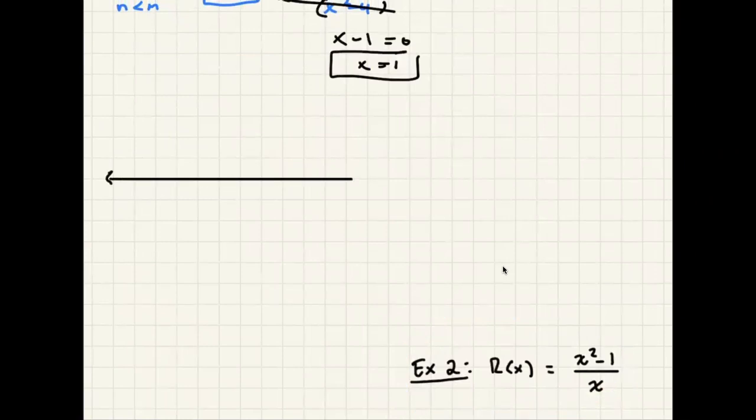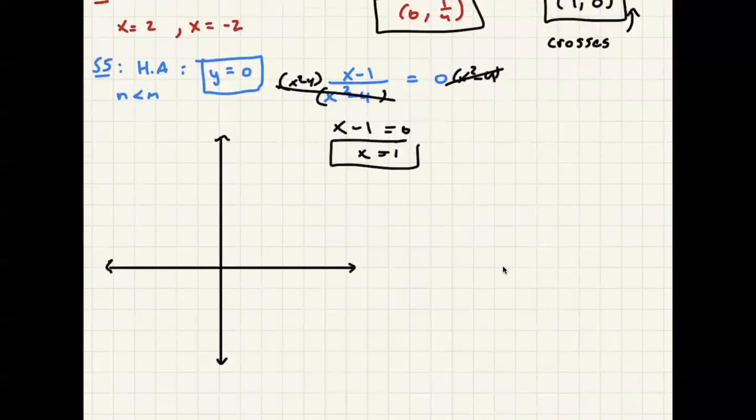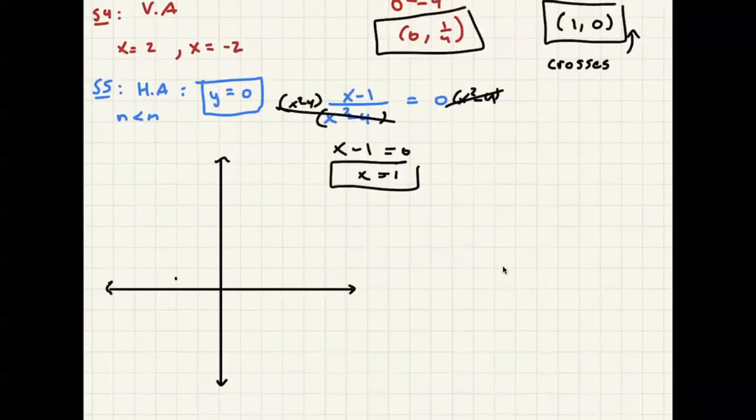Let's start out with all the information we do have. We have our x and y axis. Ta-da. We have our vertical asymptotes at x equals 2 and x equals -2. So at -2 we have our vertical asymptote like this, and at +2 we also have our vertical asymptote. And we have a horizontal asymptote like this at 0, right?